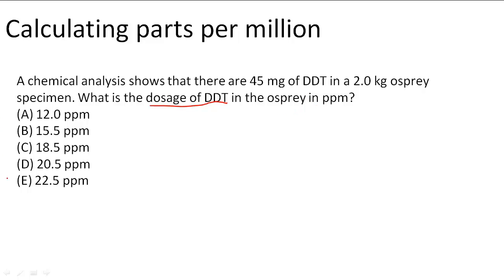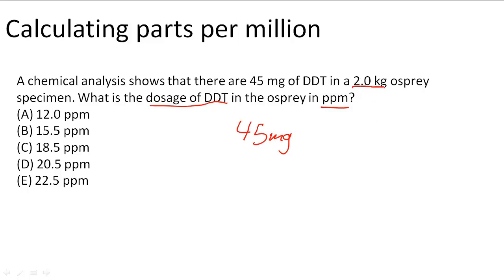So what we have here are some different options for answers, but to figure out this answer, we have to think about what kilograms is and what 45 milligrams are. So 45 milligrams actually is the solute that we're looking for. So we have that, but we want to make sure that when we talk about parts per million, we're talking about a million milligrams, even though it usually means a million grams.